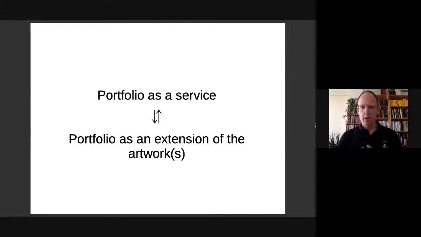As a very basic differentiation, I would distinguish between a portfolio as a service in, say, the art business, and a portfolio as an extension of the artwork or the artist's persona. Basically, we can conceive of the portfolio as a sort of business card, something that makes it easy to get access to your work. That is what I would call service oriented. But a portfolio can also be something that makes it complicated and interesting and challenging to access your work. In the context of the international art industry, the trend definitely goes in this direction: the portfolio should be an easy entry point to your work.